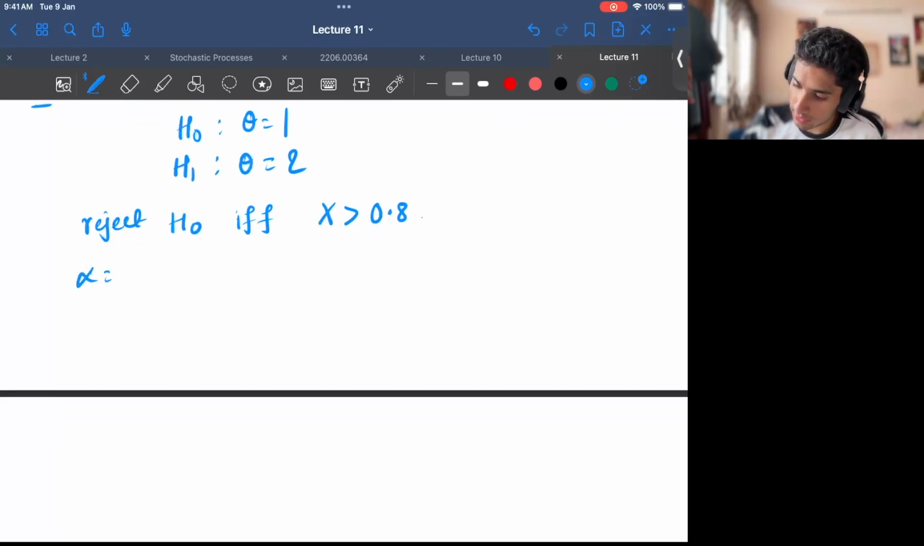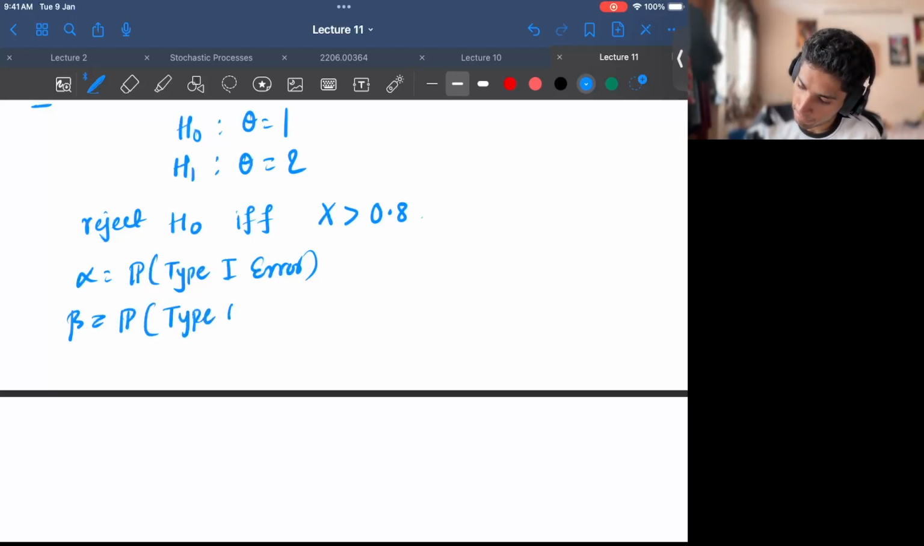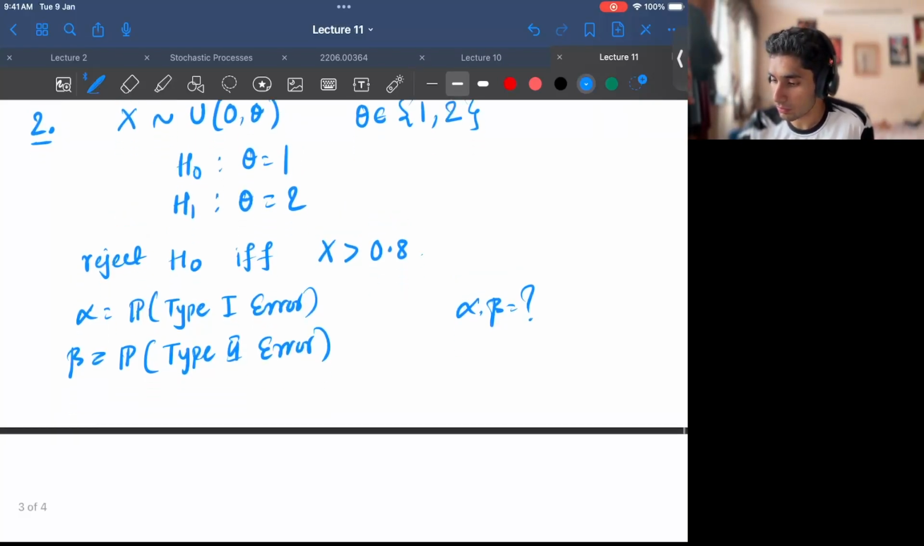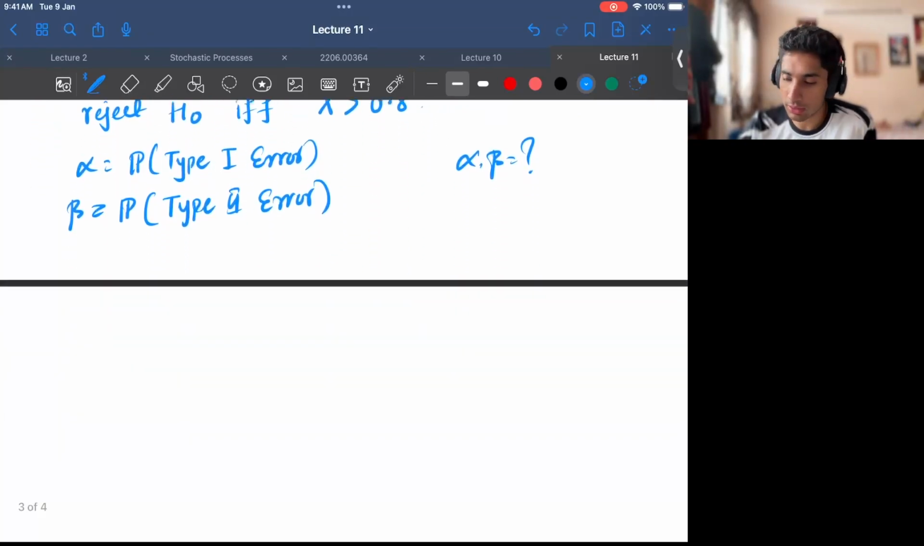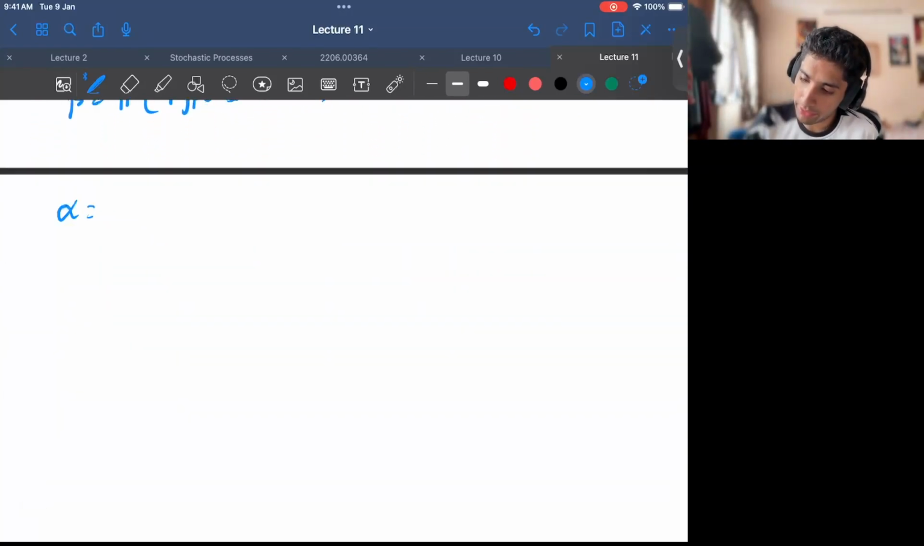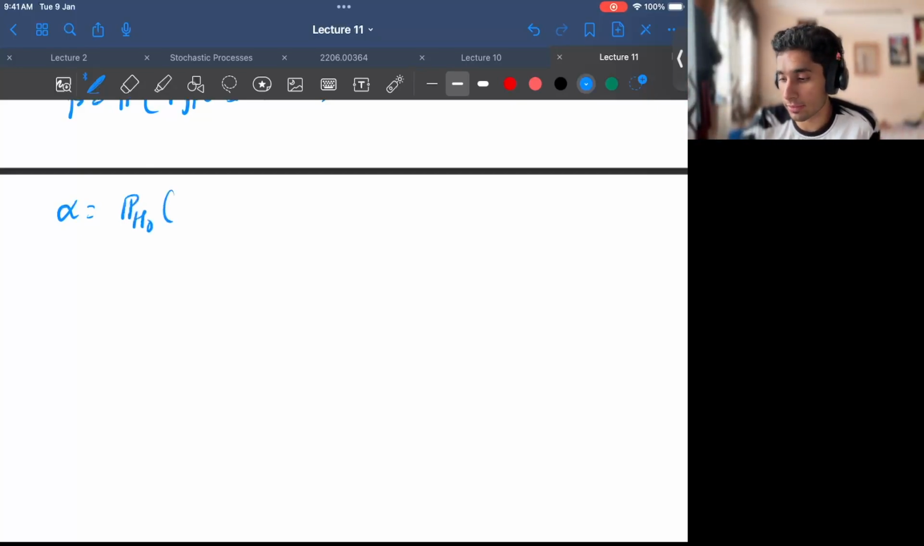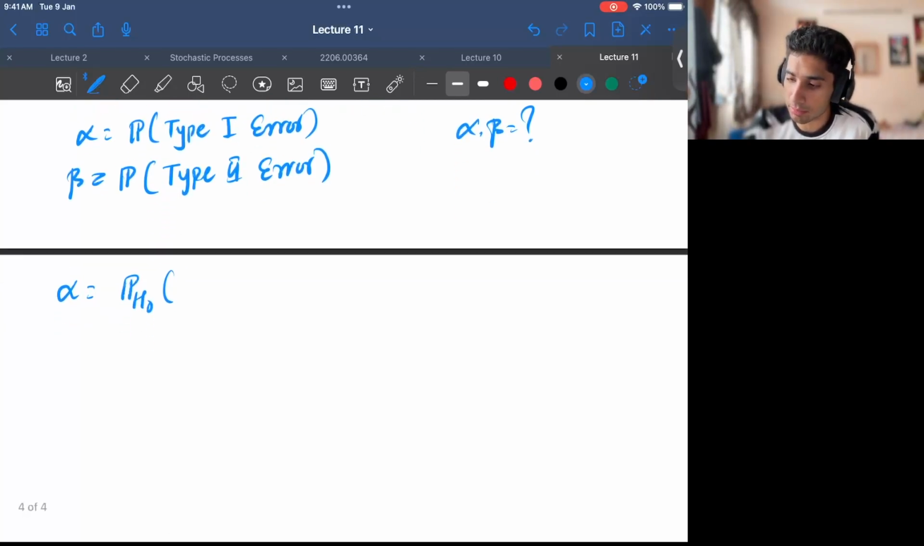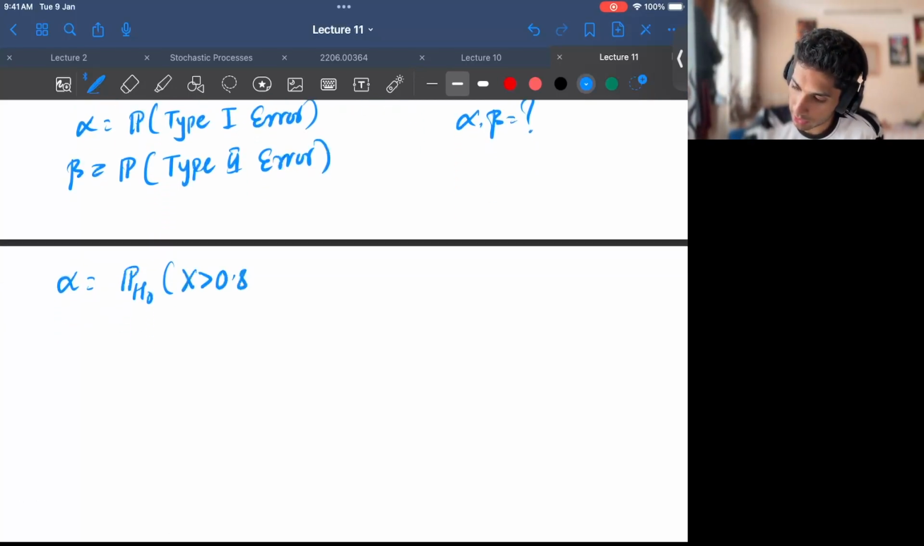So alpha is your probability of type 1 error and beta is the probability of type 2 error, right? Then what is the value of alpha and beta? This is the question. So again, a simple question. What is the probability alpha? It's the probability under H naught that you are rejecting the null hypothesis. When will you reject the null hypothesis? When X is greater than 0.8, right?